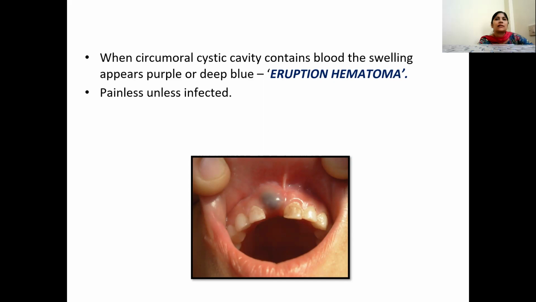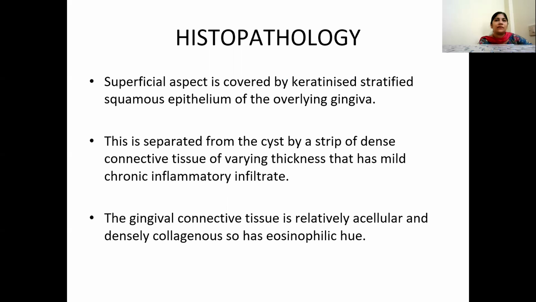When a circumoral cystic cavity contains blood and the swelling appears purple or deep blue, then it is called an eruption hematoma. So when the tooth tries to erupt and it contains blood, that is the picture showing the eruption hematoma. It is painless unless it is infected.